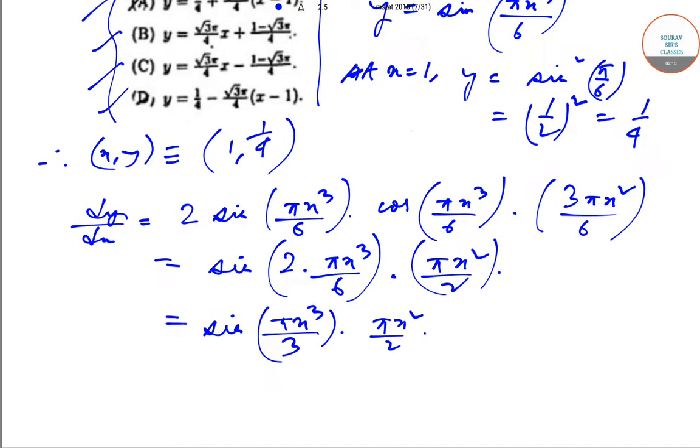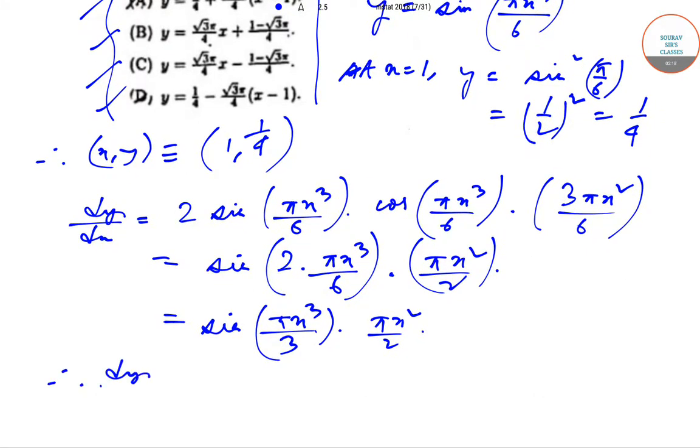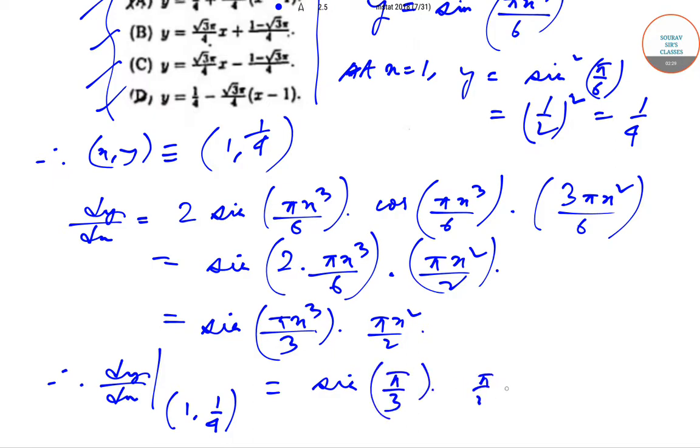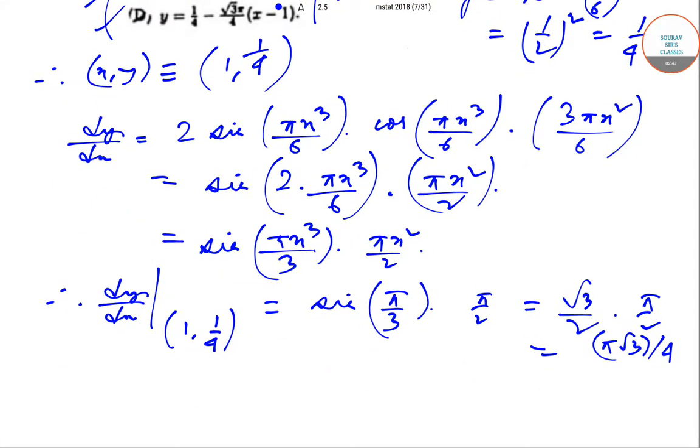So now dy dx at the point 1 comma 1 by 4 will be equal to sine of pi by 3 into pi by 2. So sine of pi by 3 is equal to root 3 by 2. This is pi by 2. So this comes down to pi root 3 by 4. So the slope is pi root 3 by 4.